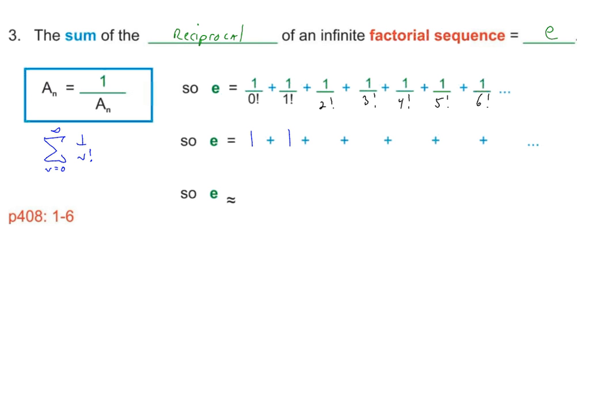1 divided by 2 factorial. What do you got? Anybody give it in decimal form? 0.5, all right? We're going to go decimals here. It's easier. Do 1 divided by 3 factorial. 0.16 bar. 1 divided by 4 factorial. Give me the first 3 digits.